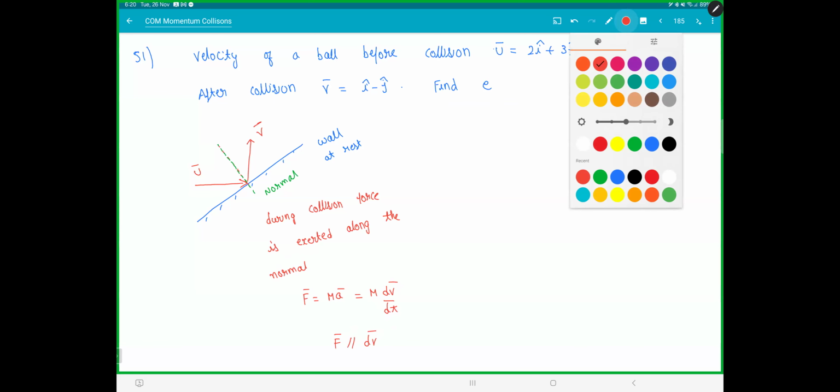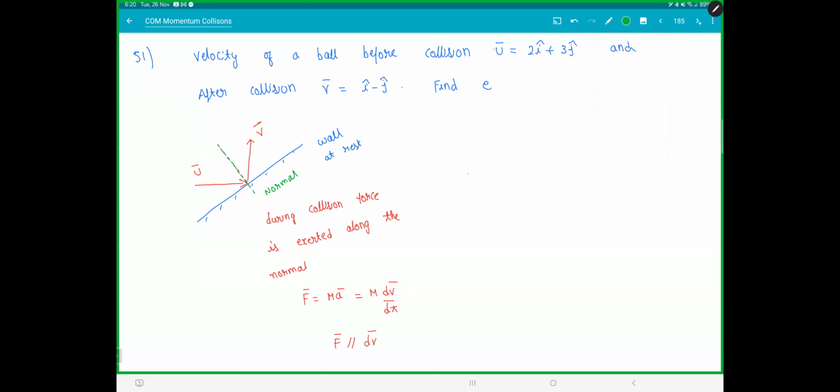Is that making sense? That means the normal vector is parallel to the change in velocity vector because the force is along the normal. So if you're applying force in this direction, the change in velocity also must be in that direction, because anyway the parallel component doesn't change.